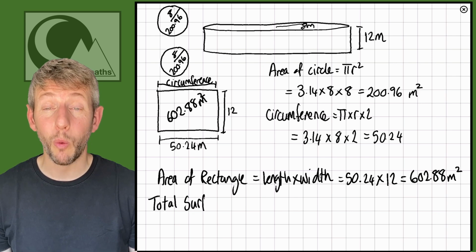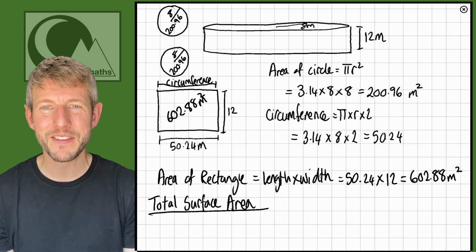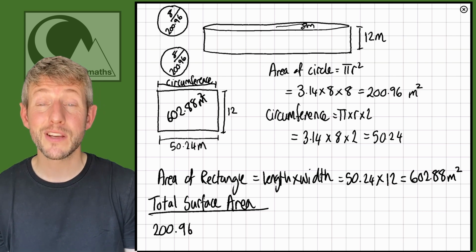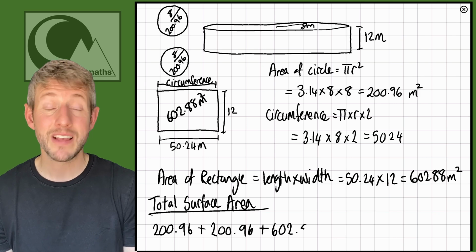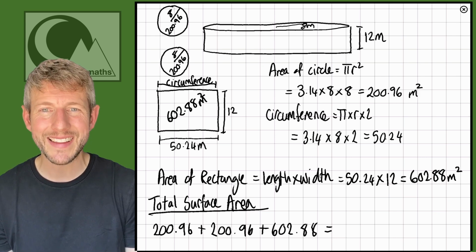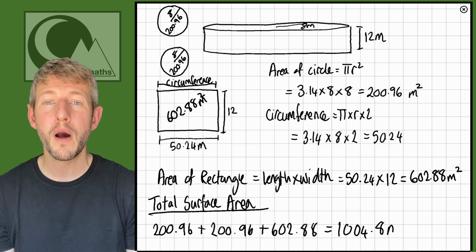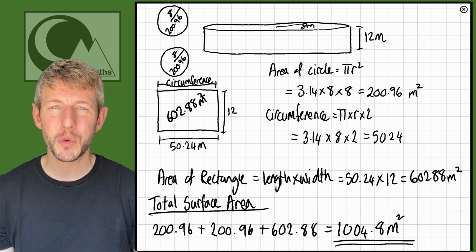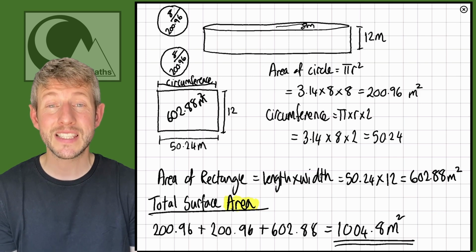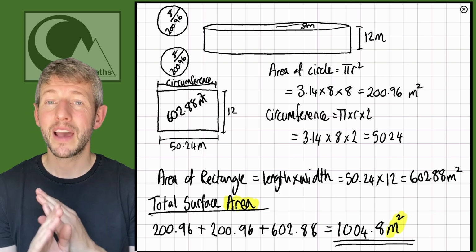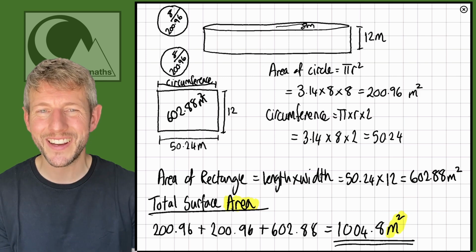And so now I've got all three of these shapes. I can add them together to get the total surface area. And that's going to give us 200.96 plus 200.96 plus 602.88. And altogether, that equals 1004.8 meters squared. Remember, it's meters squared because this is still an area. Even though it's a 3D shape, it's still an area. Okay, let's try another question.